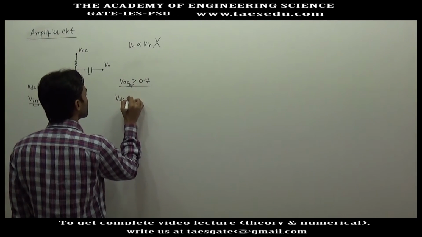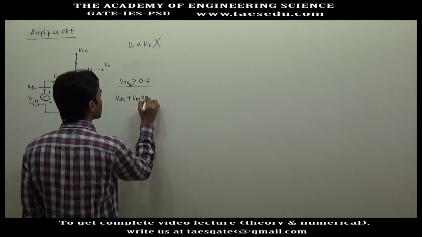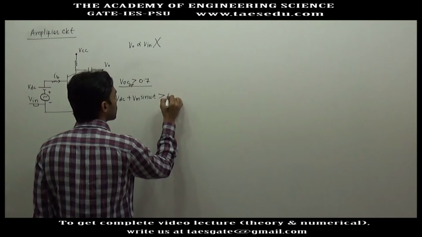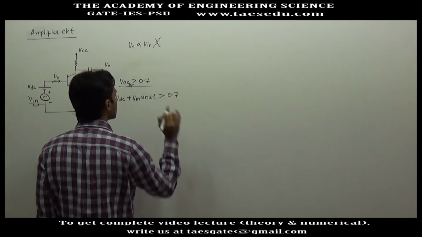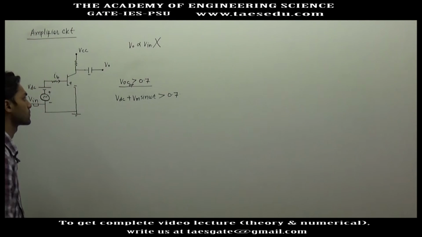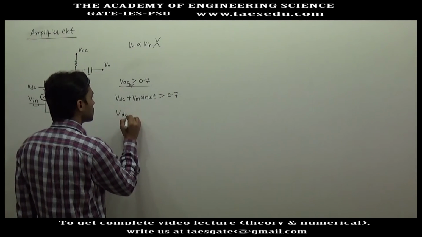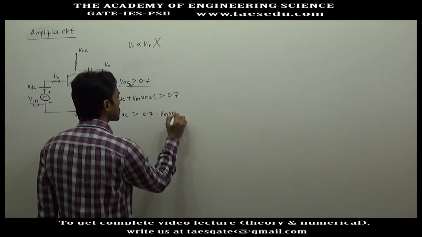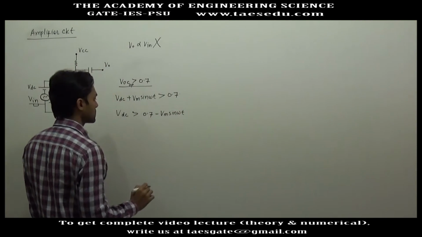VDC plus Vm sine omega t, and this must be always greater than 0.7 volt. So VDC must be greater than 0.7 minus Vm sine omega t.